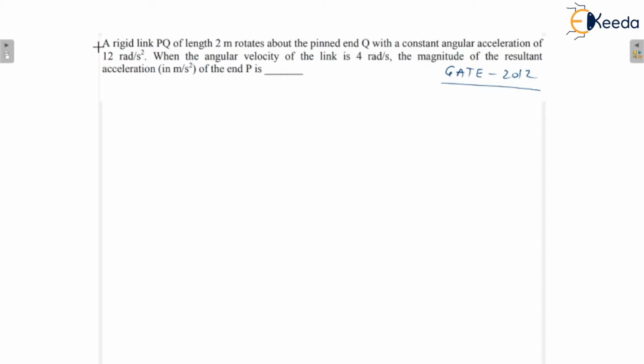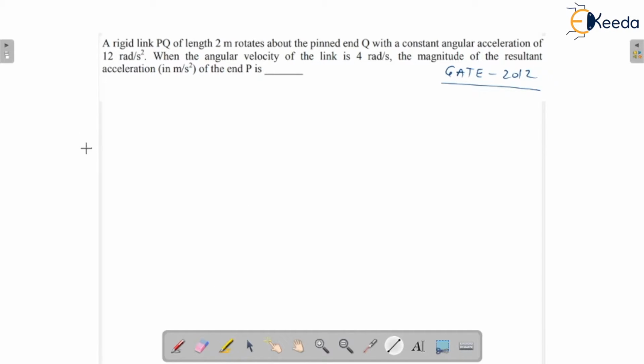A rigid link PQ of length 2 meter rotates about the pinned end Q. Let me consider a link PQ, and this is the pinned end Q, and the length of the link is 2 meter, as given in the question. This is 2 meter, with a constant angular acceleration of 12 radian per second.